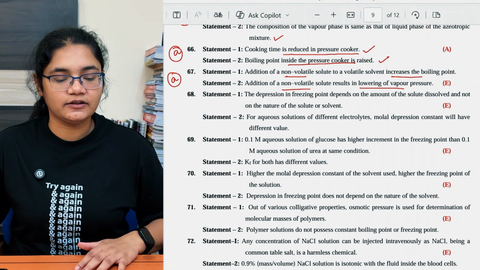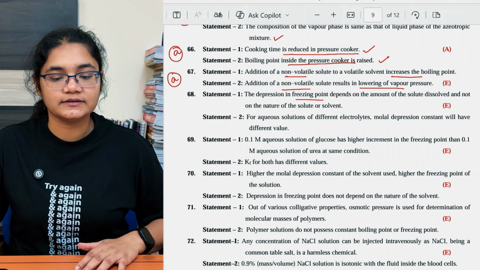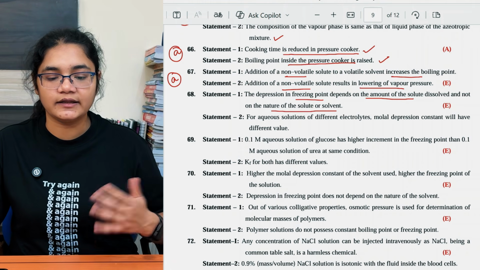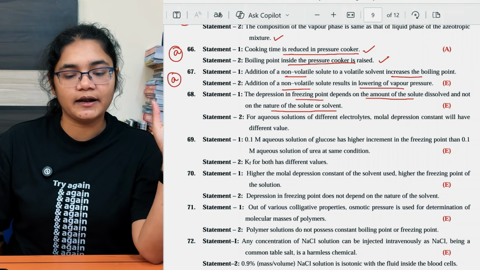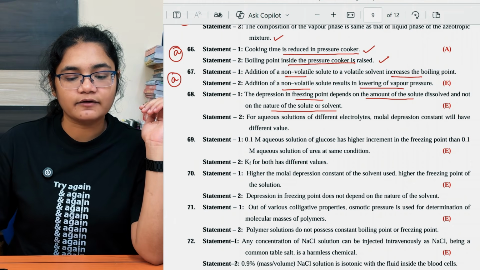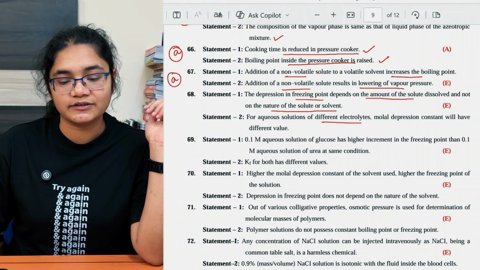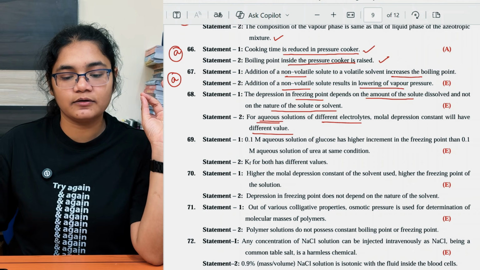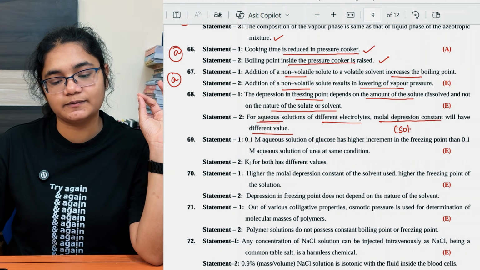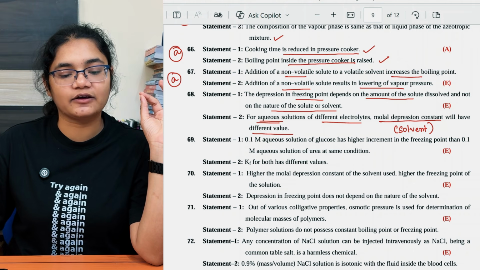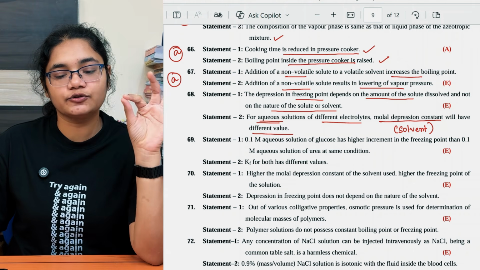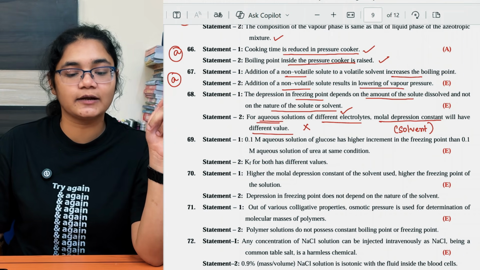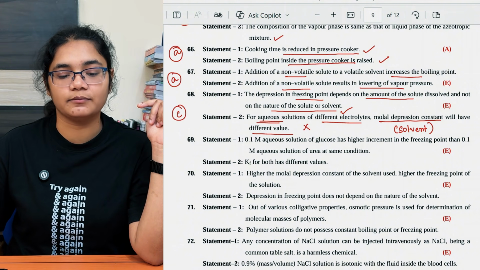Next, let's move to the 68th question. The depression in freezing point depends on the amount of solute dissolved and not on the nature of the solute or solvent. Yes, it is a colligative property. So it will depend on the amount of solute added, right? For aqueous solution of different electrolytes, the molar depression constant will have different values. No, the molar depression constant is solvent specific. Since you have taken aqueous solution, you have taken water as the solvent, so the Kf value will remain constant. So this statement is incorrect. So first statement is correct, second statement is incorrect. That is your option number C here.